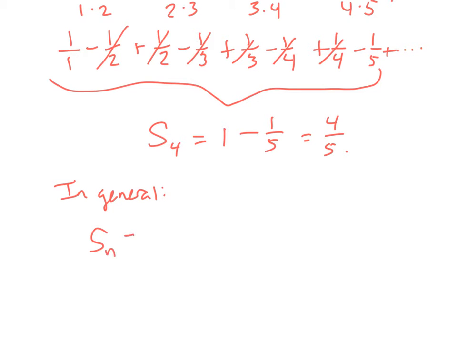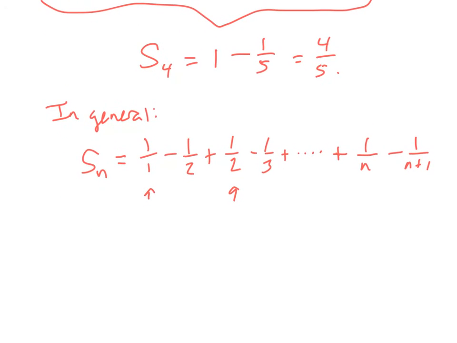S sub n is going to be, well, let's see, that's going to be 1 over 1 minus 1 half, plus 1 half minus 1 third, plus dot, dot, dot, and so on. And then I think that last term, well, since the first term was 1 over 1, and the second term was 1 over 2, I think the nth term is going to be 1 over n minus 1 over n plus 1, according to that formula, that partial fraction thing I came up with earlier.